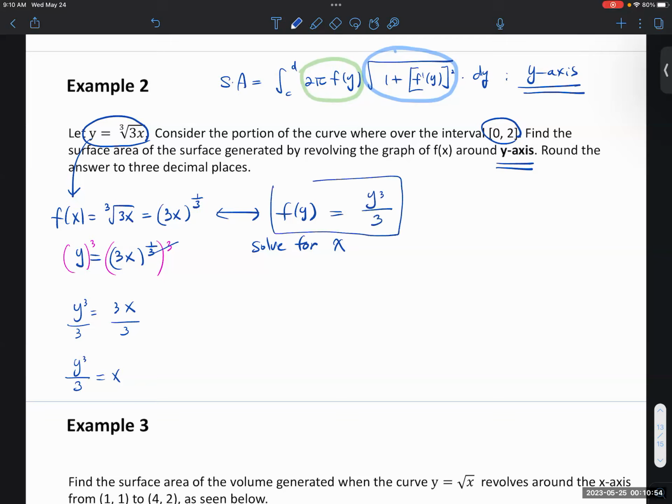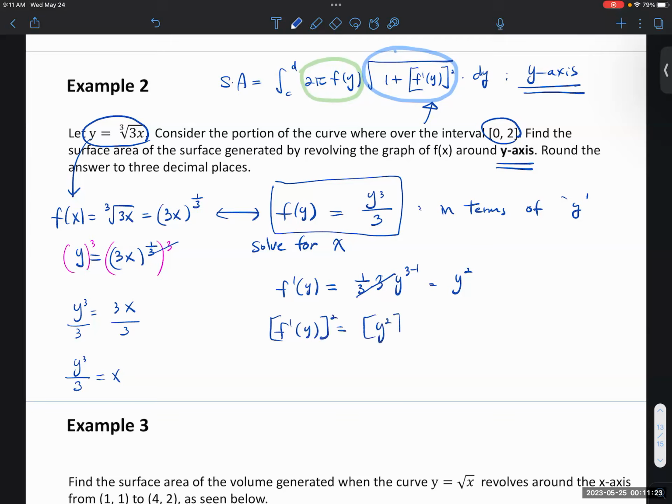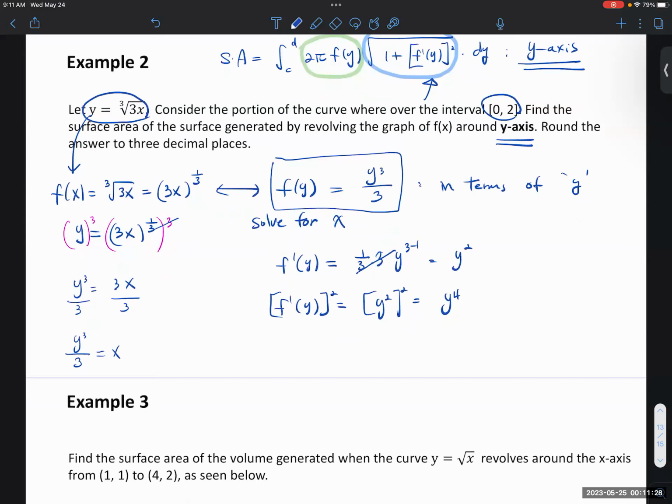So this is what we are going to use in terms of the y variable, correct? To put it here, we need to evaluate what f prime of y is first. So 1 over 3, bring down 3, y to the 3 minus 1, so y to the second. That's f prime of y. And then you are going to square it, y to the second squared is y to the fourth. So we have all those 3 pieces of information.